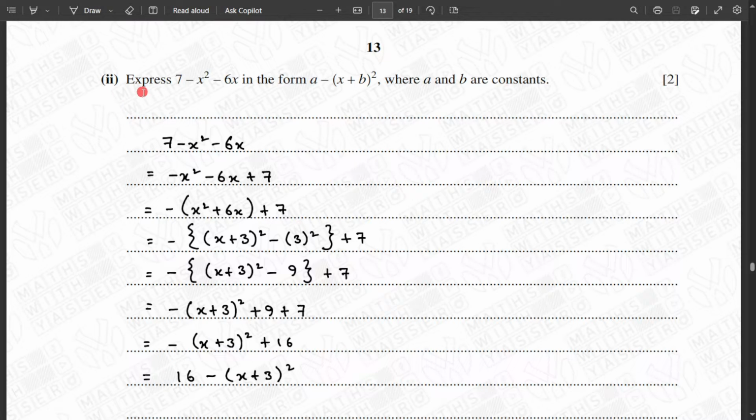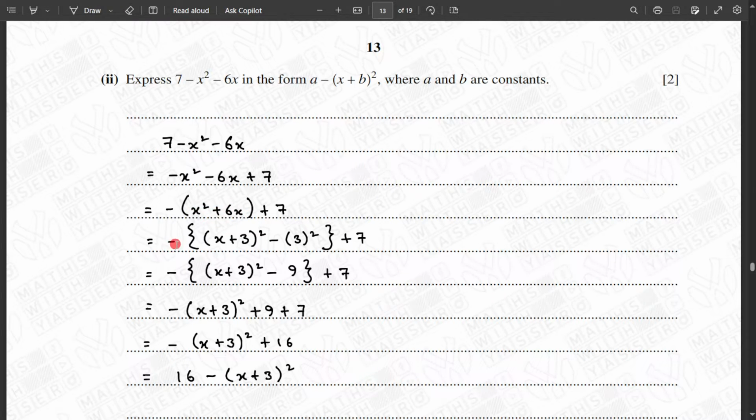In part 2, it says express 7 minus x squared minus 6x in the form of a minus (x plus b) whole square, where a and b are constants. Now you need to understand that this is the completed square form. So in order to express this in this form, first we need to fix the equation. We can write it as minus x squared minus 6x plus 7. And we can take minus common, and this will become x squared plus 6x within brackets and plus 7 on the outside. Now the completing square will take effect only within this.